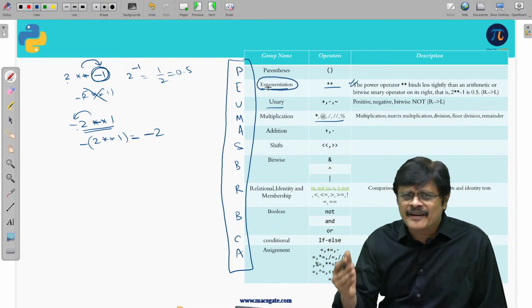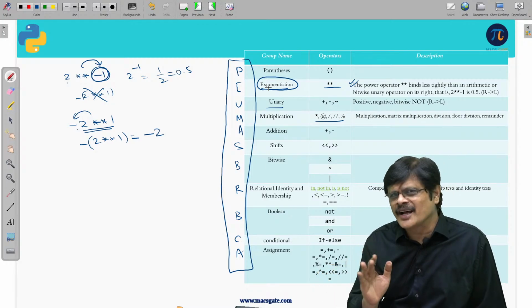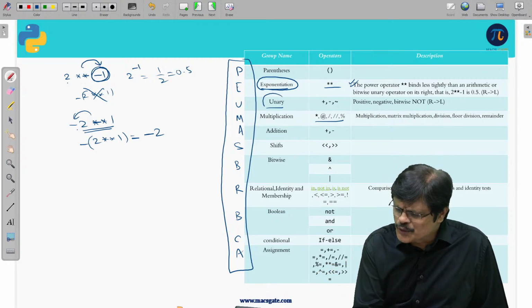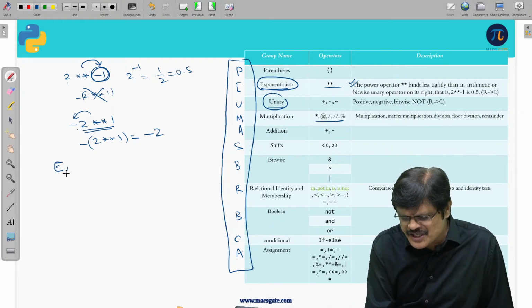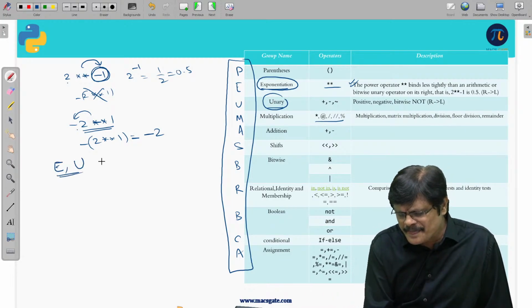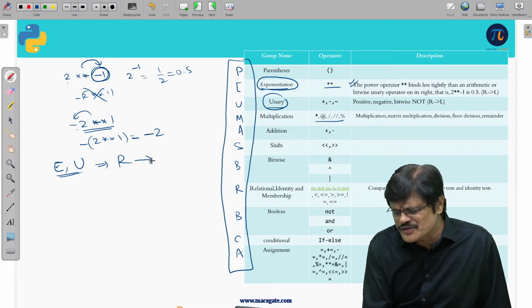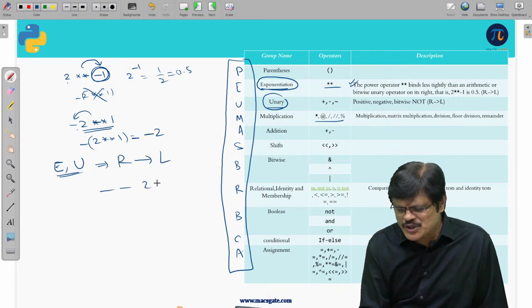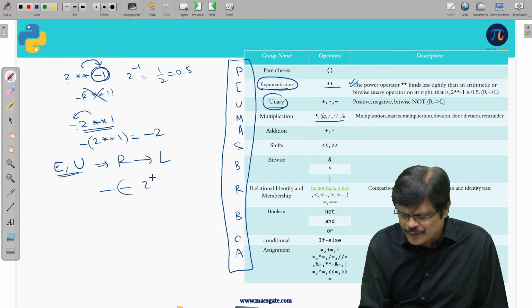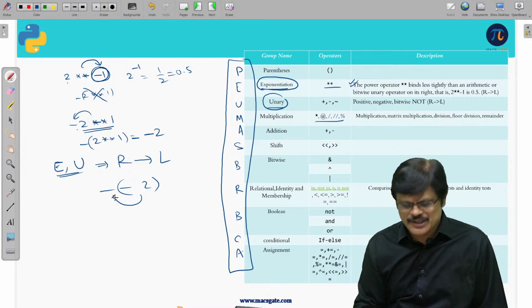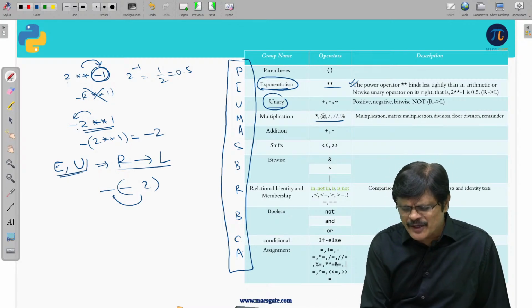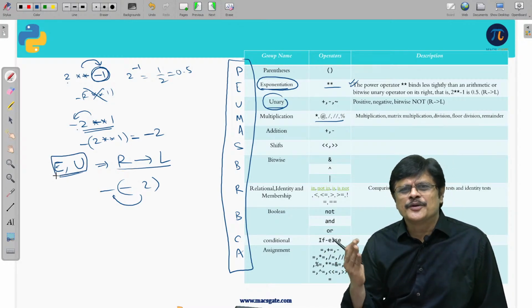Then the multiplication operators, except for exponentiation, are all left to right associations only, my dear friends. All are left to right association. Of course, unary is generally right to left association. You can say exponentiation and unary are right to left association. Because minus of minus 2, how can it go? It can go from right to left only. Minus 2, minus of minus 2. So exponentiation and unary are from right to left.